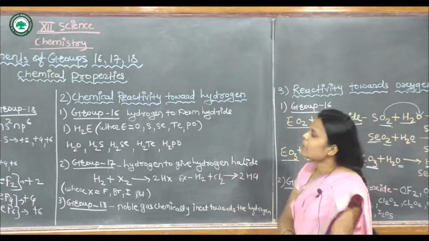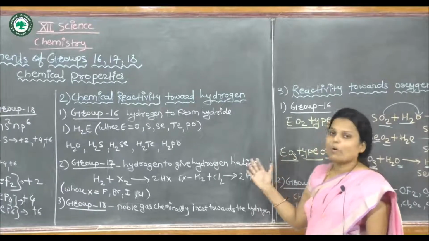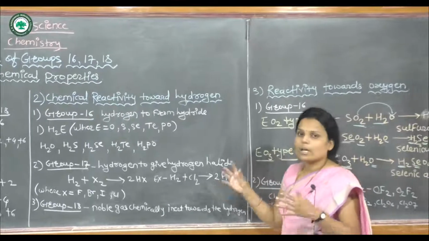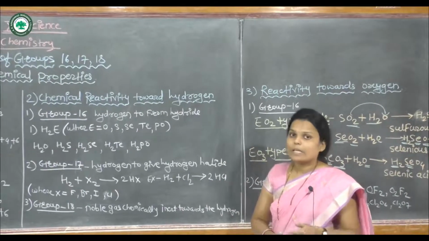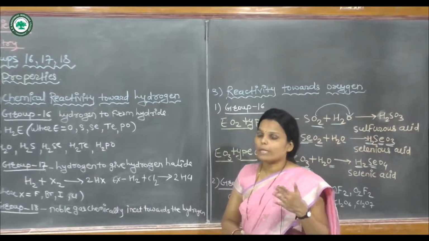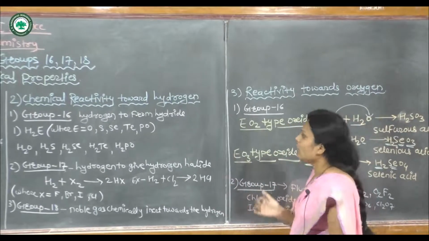Then the second property is chemical reactivity, and chemical reactivity towards hydrogen we also discussed. In this property, hydrogen reacts with group 16, group 17 and group 18 elements. And group 18, we know that it's a noble gas and an inert gas, and that's why it's a chemically inert element.